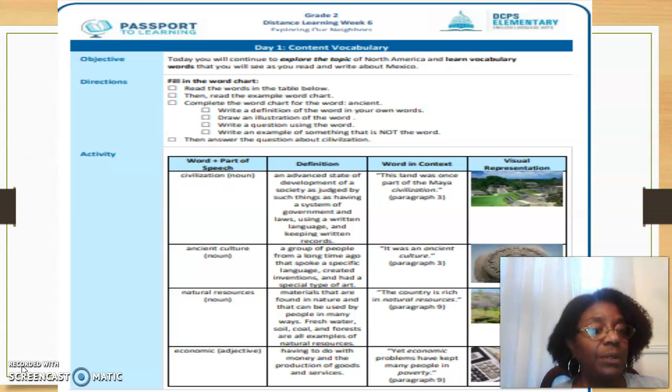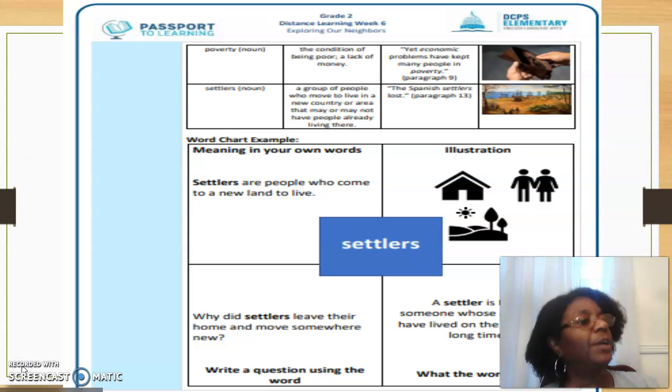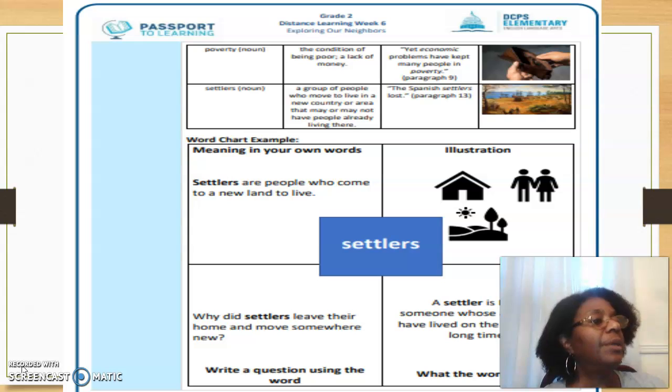We're going to go to the next page. This next page has your last two vocabulary words. This one is poverty, which is a noun, a thing, which means the condition of being poor, a lack of money. In context, it says, economic problems have kept many people in poverty. Looking at that picture, there's a person with an empty wallet. Usually when you see an empty wallet, that means no money, poverty, right?